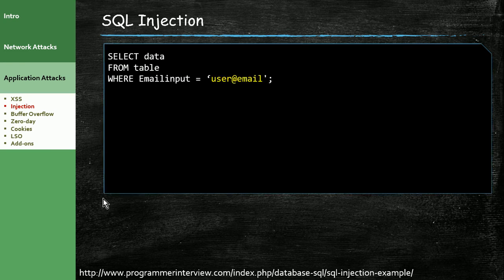If I were an attacker, I know that if I put in user at email, it's going to insert that record into the table like so. If I put in hacker at programmerinterview.com, maybe it's selecting from a table somewhere for that value. Now, if I'm the attacker and I'm trying to figure out if they're protecting against this type of attack, notice what I did at the end of that SQL statement.